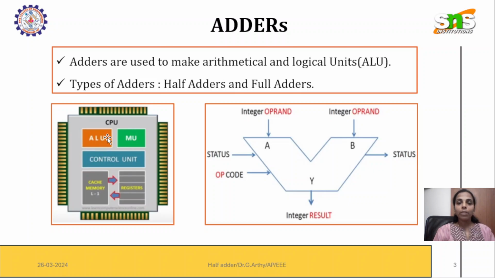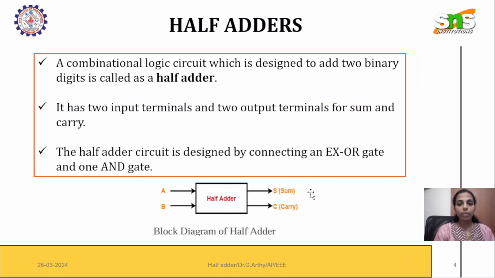The basic arithmetic operations are addition and subtraction, so the ALU requires adder circuits. If we think how a normal addition is done by a system or a calculator, the result is obtained using adders. In digital electronics, there are two types of adders, half adders and full adders. This is the symbol of an ALU, wherein we require two inputs and this is the result which is generated.